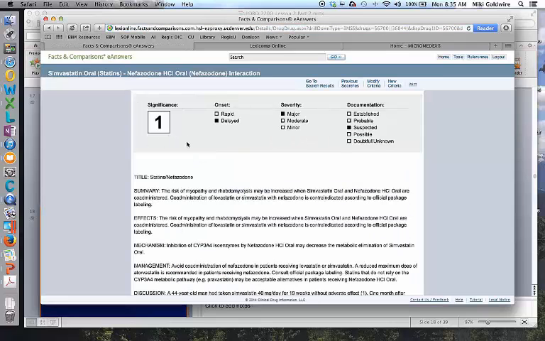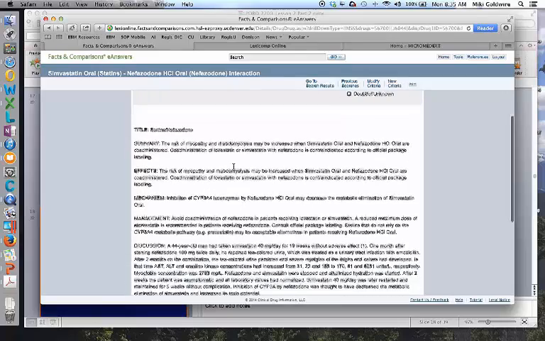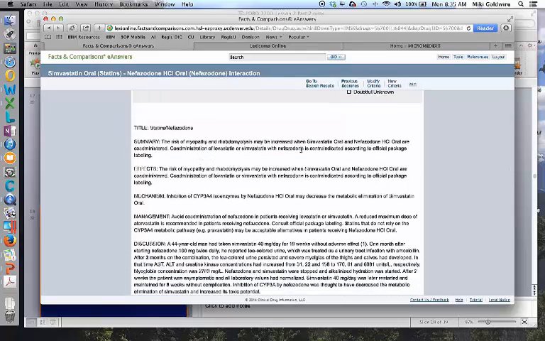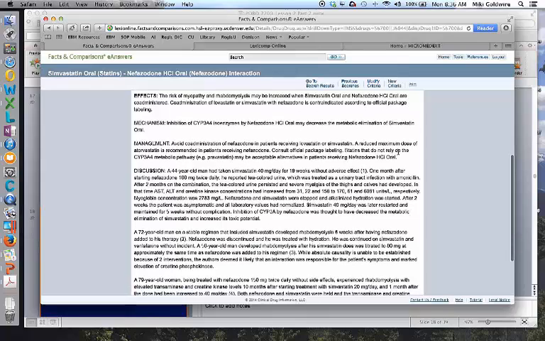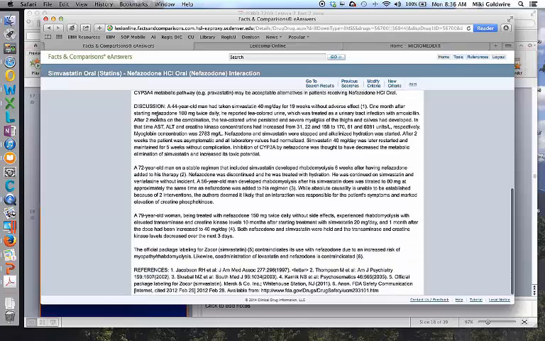This is a significant drug interaction. It is delayed. It's major. Documentation, it's suspected. The risk of myopathy and rhabdomyolysis may be increased when simvastatin and nefazodone are co-administered. The mechanism is inhibition of CYP3A4 by nefazodone may decrease the metabolic elimination of simvastatin. The management: statins that do not rely on CYP3A4, like pravastatin, may be acceptable. And then it describes some case reports in which this interaction has occurred.